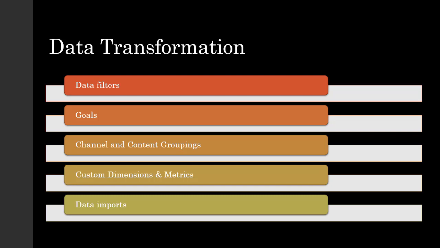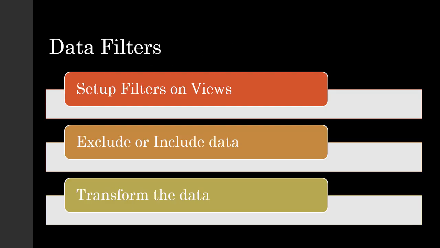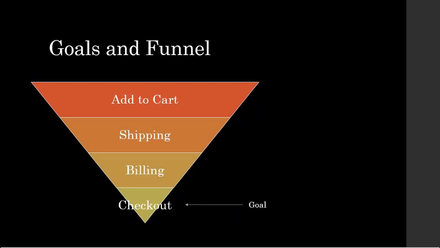You can use data filters, goals, channel and content groupings, custom dimension and metrics, as well as data imports from your CRM solutions, etc. Data filters are applied at the view level. You can decide what data to include or exclude in your view, and also transform the data to exactly how you want to see in the reports. Goals allow you to configure the end actions that you want to track.